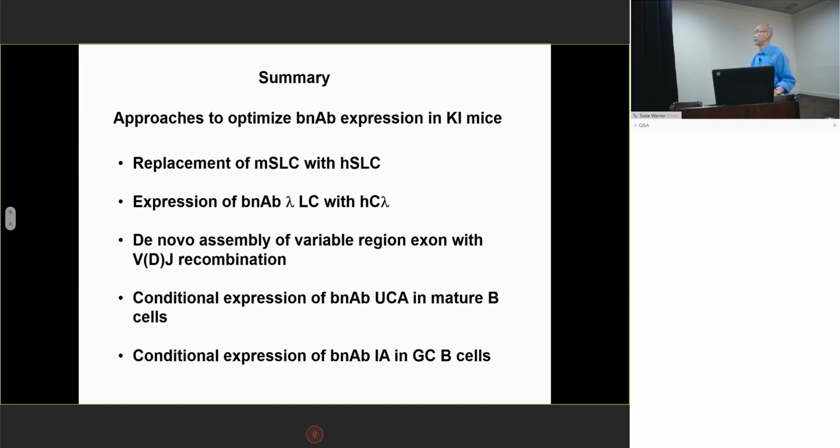So here's a summary of this type of knock-in mouse model, and how we're trying to improve it. We're replacing mouse surrogate light chain with human surrogate light chain and expressing bnAb lambda light chain in the context of human lambda constant region. We're using de novo assembly of the variable region exon so that they have a normal maturation pathway. We're using conditional expression of bnAb UCA in mature B cells to bypass tolerance checkpoints in bone marrow, and we're expressing intermediate antibodies in germinal center B cells.